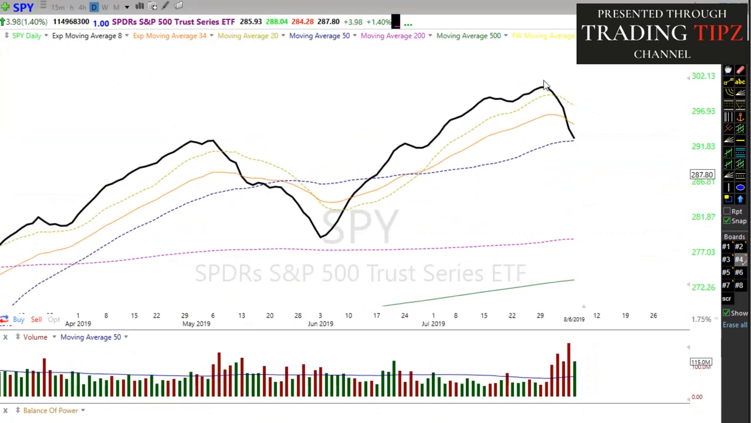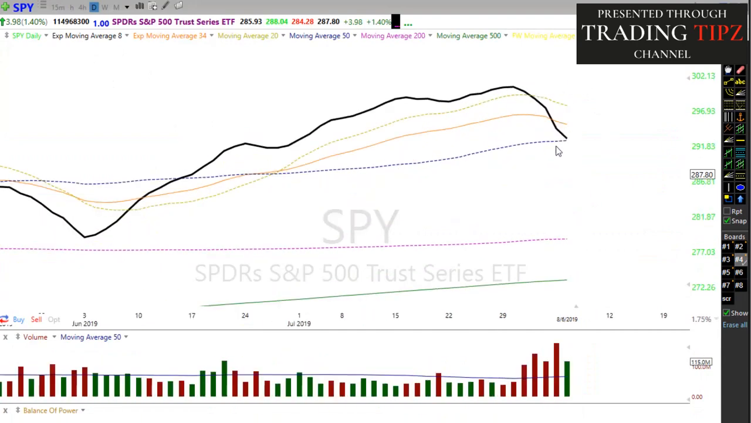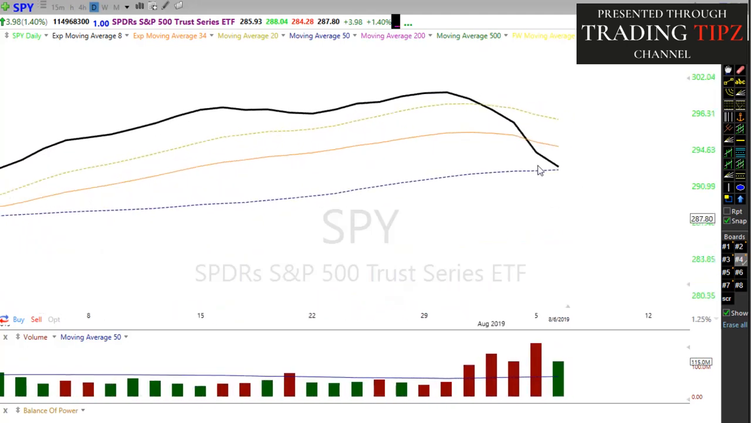You can see I've got the T line here. Is the T line the 8 exponential moving average? Should it be underneath the 34 exponential moving average? Should it be trying to fail the 50-day moving average? That shouldn't be happening, should it? It's on the wrong side of things.